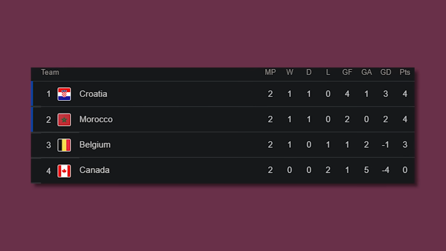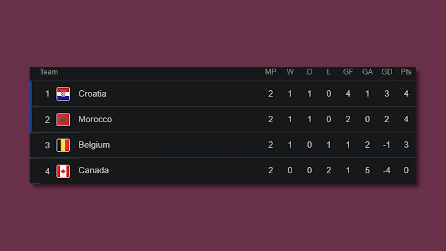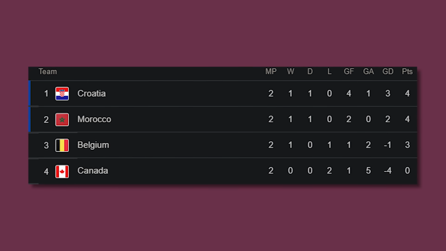Group F's fixtures happened the very next day. Croatia sit top, but right behind them is Morocco. Belgium sit 3rd, needing a win while Canada are already eliminated. Morocco, though, jumped over Croatia just 3 minutes into their match, after Canadian keeper Milan Borjan gave Hakim Ziyech an early Christmas present. How wholesome.